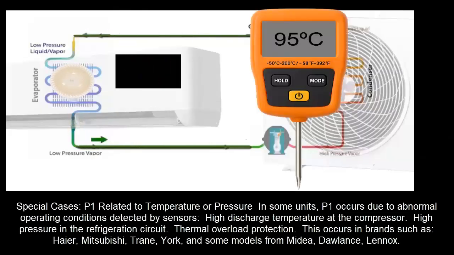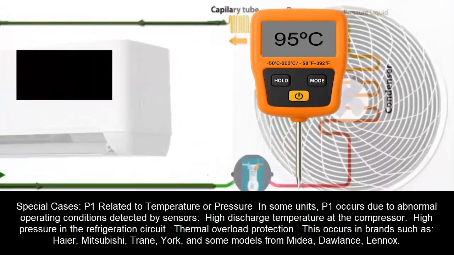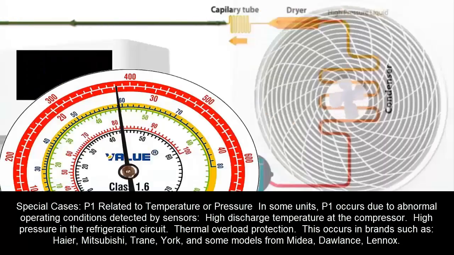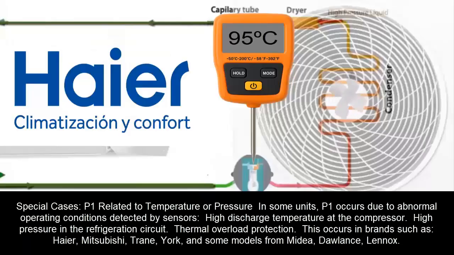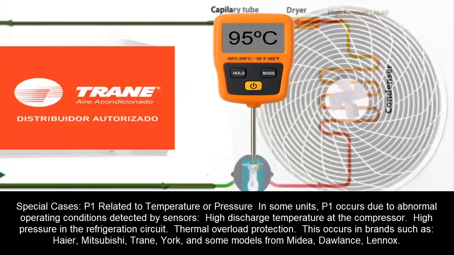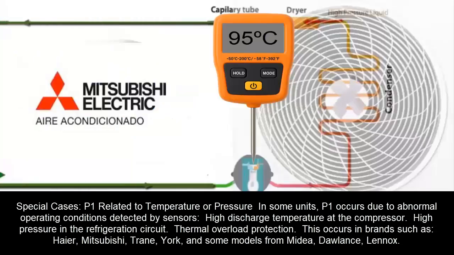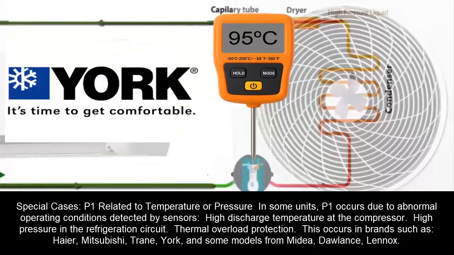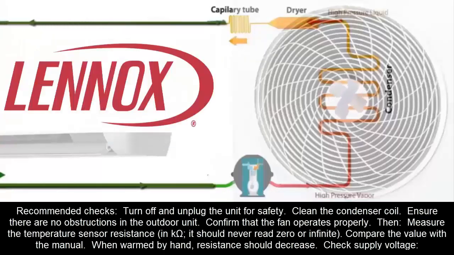Special cases: P1 related to temperature or pressure. In some units, P1 occurs due to abnormal operating conditions detected by sensors: high discharge temperature at the compressor, high pressure in the refrigeration circuit, thermal overload protection. This occurs in brands such as Haier, Mitsubishi, Trane, York, and some models from Dia, Dolence, Lennox.